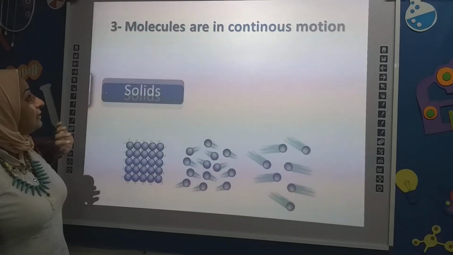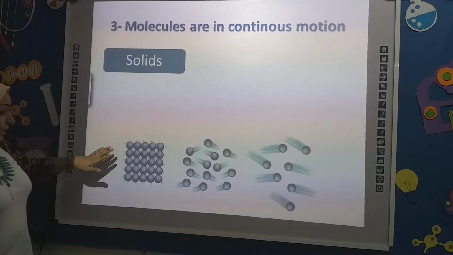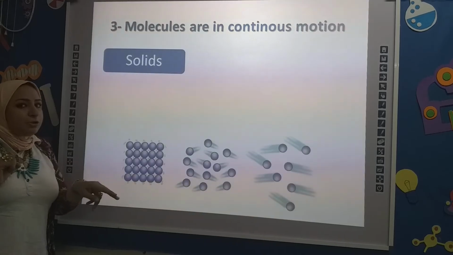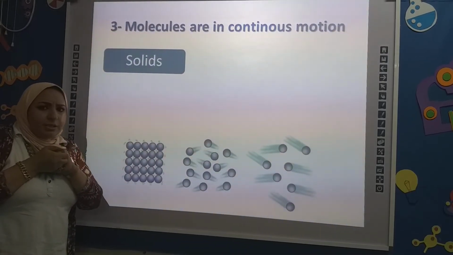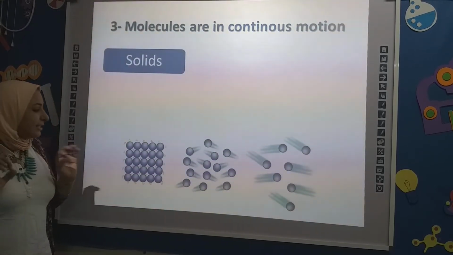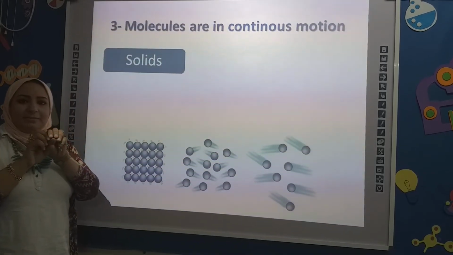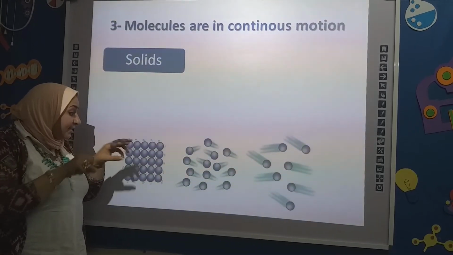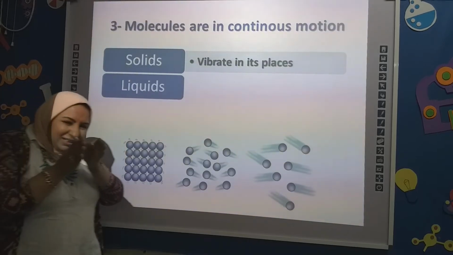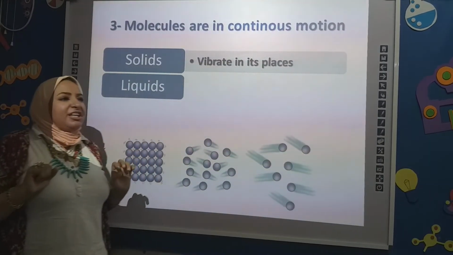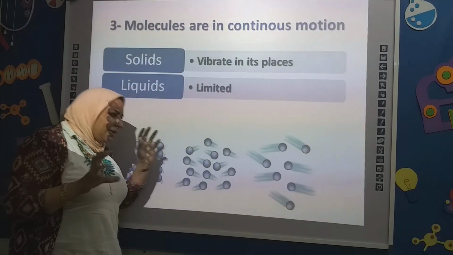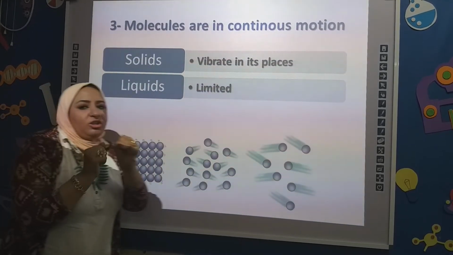The third property is that molecules are in continuous motion. Here, solid molecules are close to each other. They have narrow spaces and very strong attraction force. Does a solid molecule move? Yes. How? It moves in vibrational motion in its place. But in the case of liquids, they have larger spaces and weak attraction force, so their motion is more limited. It's limited, but they don't vibrate in their place.